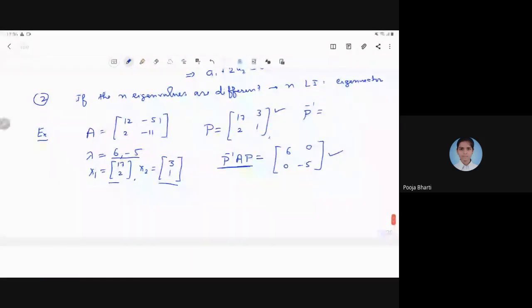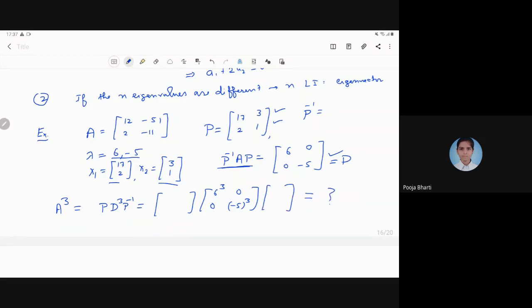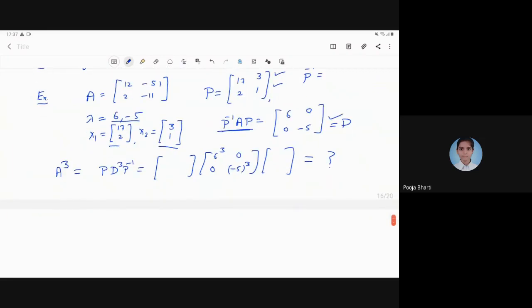Likewise, from this matrix, if I ask you to find A cube without multiplying A three times, what will you write? P D cube P inverse. And what is P? Already you have written it here. D means the matrix with the diagonal entries as the eigenvalues of A. So put your P here, then D cube means 6 cube, 0, 0, minus 5 whole cube, into P inverse. Multiply these three matrices. Whatever you get would be the same as if you multiply A three times. So this kind of problem you can do easily. Of course, you should be good at calculation in matrices. But you understand the idea, right?